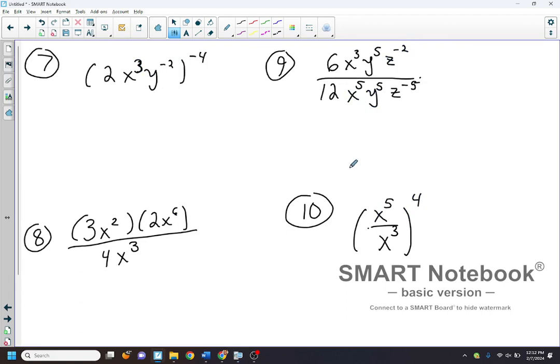Let's look at number 7. Negative exponents can also be distributed. There's nothing I can say about that. Negative exponents can be distributed the same way, right? So I bring it here, here, and here.